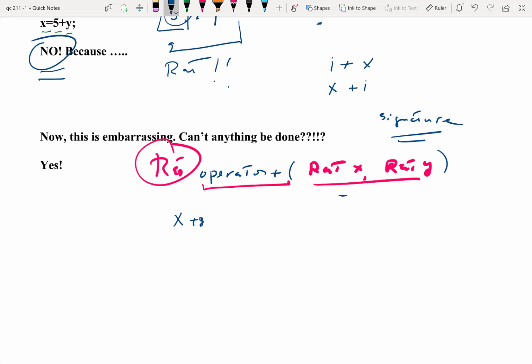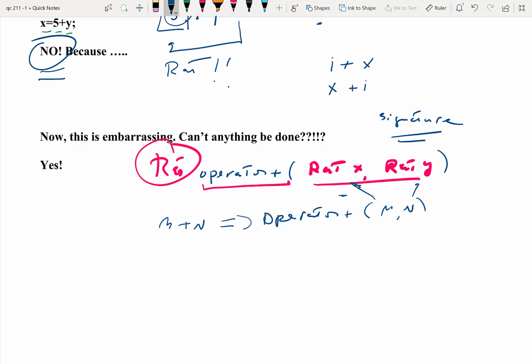Once I define this function, that's going to be translated into operator plus of, let's say, m plus n, where those are rats. It's simply going to be translated to a call of operator plus with m and n, and because those are both rats, m is going to be x, and so that will work.